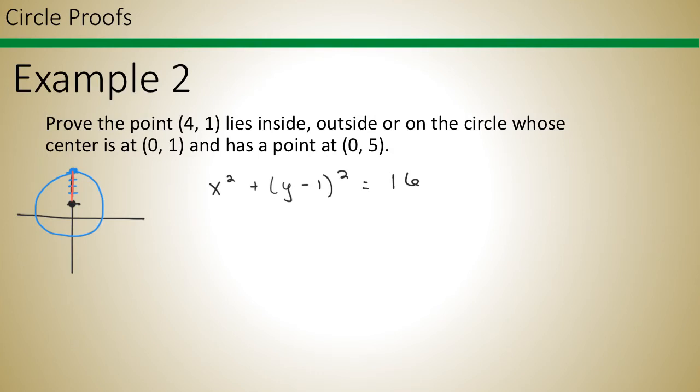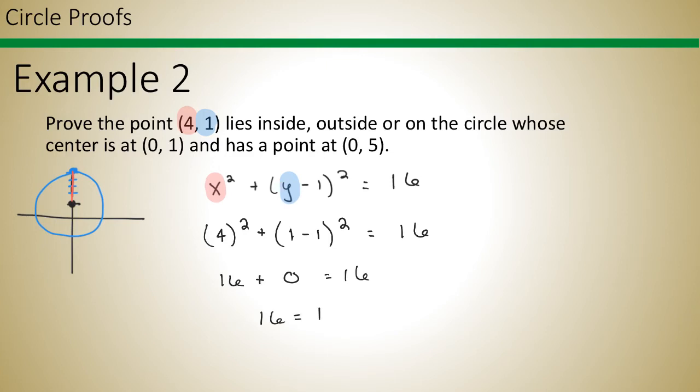And now we're just going to take our x value, 4, and plug it in for x. We're going to take our y value, 1, and plug it in for y. And I'm always going to use parentheses when I plug something in like this. So I'm going to have 4 squared plus (1 minus 1) squared is equal to 16. So 4 squared is 16, plus 1 minus 1 is 0, and 0 squared is 0, equal to 16. Simplify that, and you get 16 is 16.